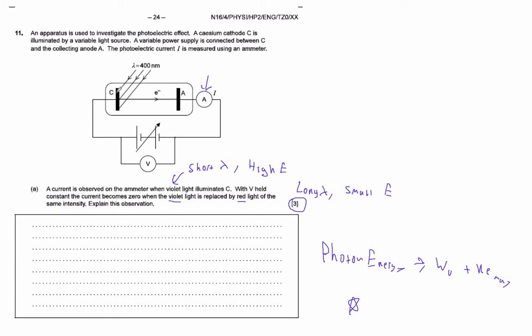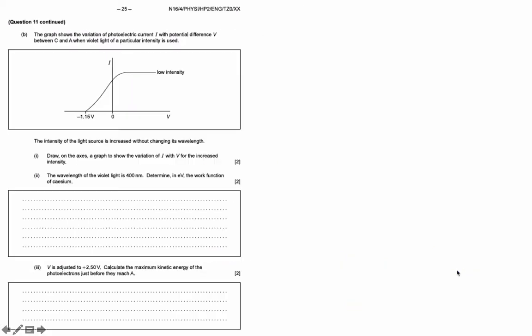Could also be that you're trying to eject electrons that are further into the metal than the surface. But the work function is the minimum amount of energy needed to eject an electron. It could be more than that, right? So anyway, I'll let you go at that.